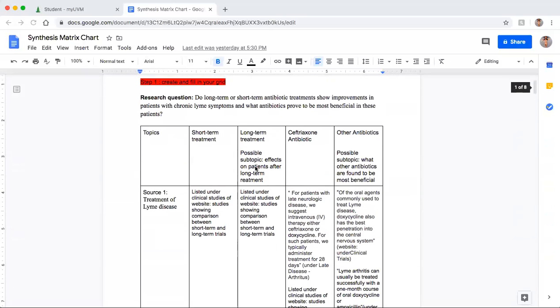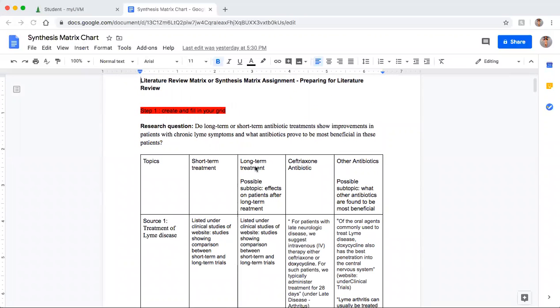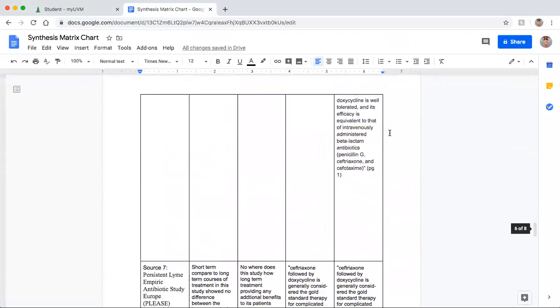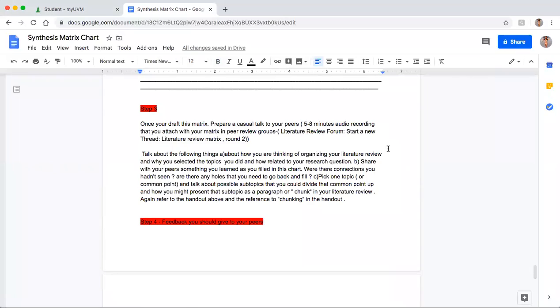But going into subtopics, I guess, the question says to choose one for possible subtopics. I couldn't really think of many, but for long-term treatment, I did say maybe I could talk about the side effects on patients with long-term treatment. Oh, I spelled that wrong. So that was just one possible subtopic that I had. In the articles that I read, I did see some of them did mention side effects, some of them didn't.